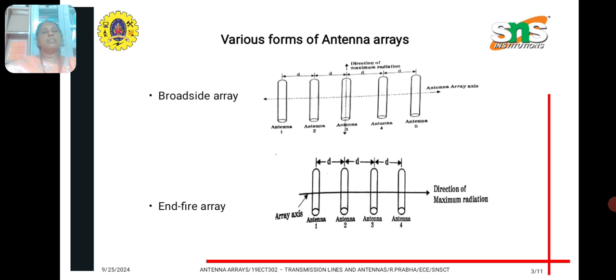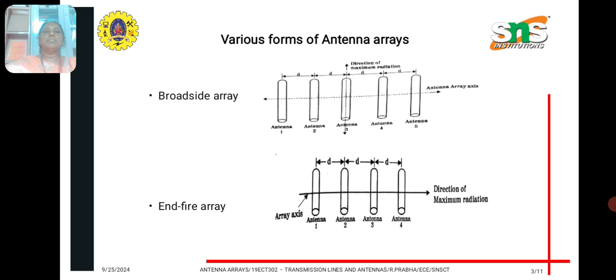In a broadside array, all the antenna elements are kept at equal distance. So, it is a linear array, and the current given to each element is in the same phase and has the same amplitude. For this type of array, the maximum radiation is in the perpendicular direction to the antenna array axis, and this antenna provides minimum radiation along the antenna array axis.